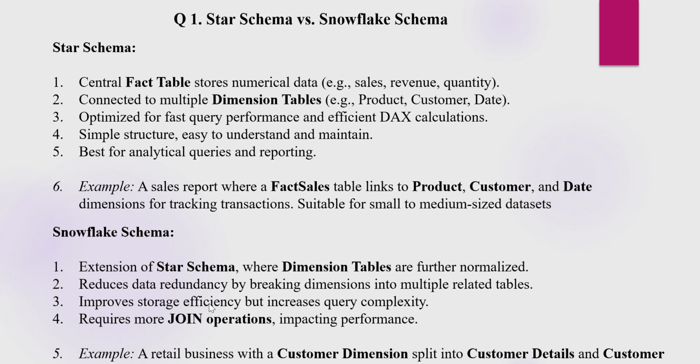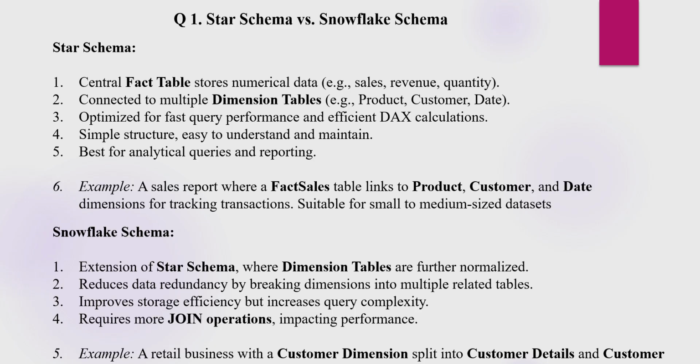It reduces data redundancy by breaking dimensions into multiple related tables, and improves storage efficiency but increases query complexity, requiring more join operations and impacting performance. For example, a retail business with the customer dimension split into customer details and customer location tables to minimize data duplication. It is preferred for large and complex data sets. This is the answer to the difference between star schema and snowflake schema.